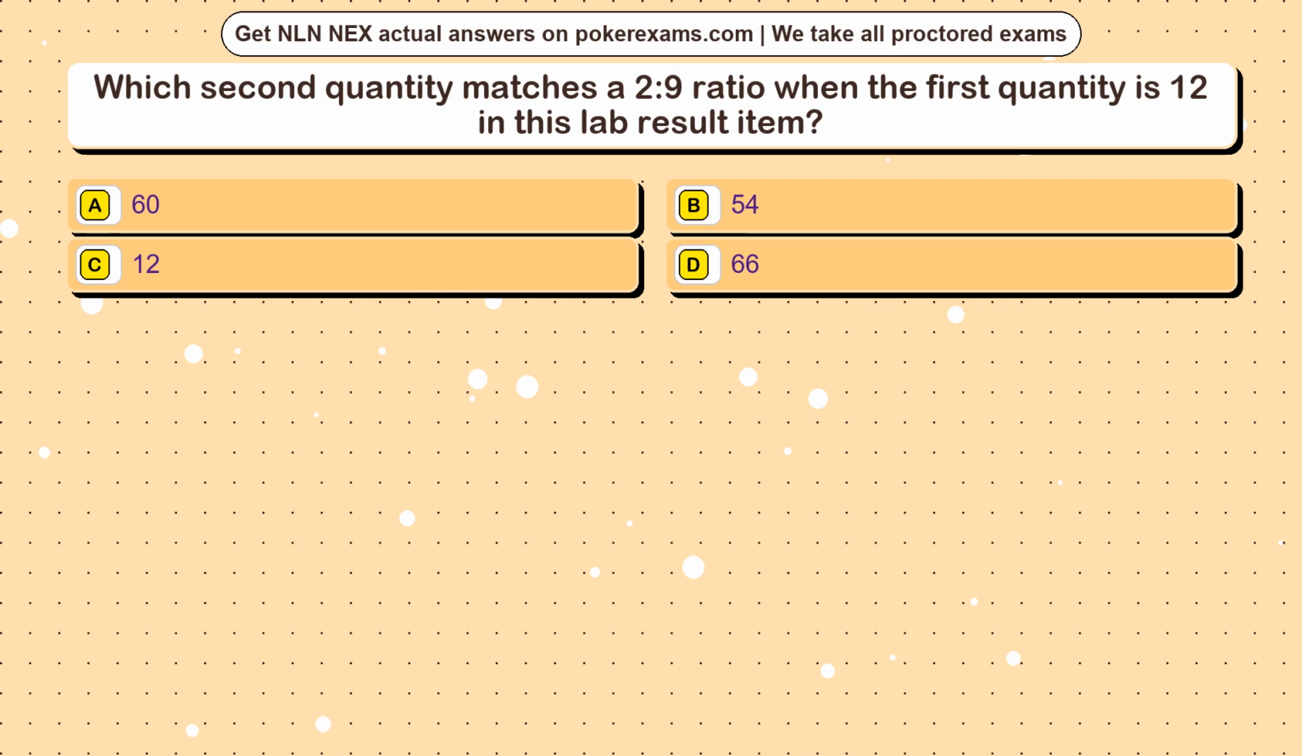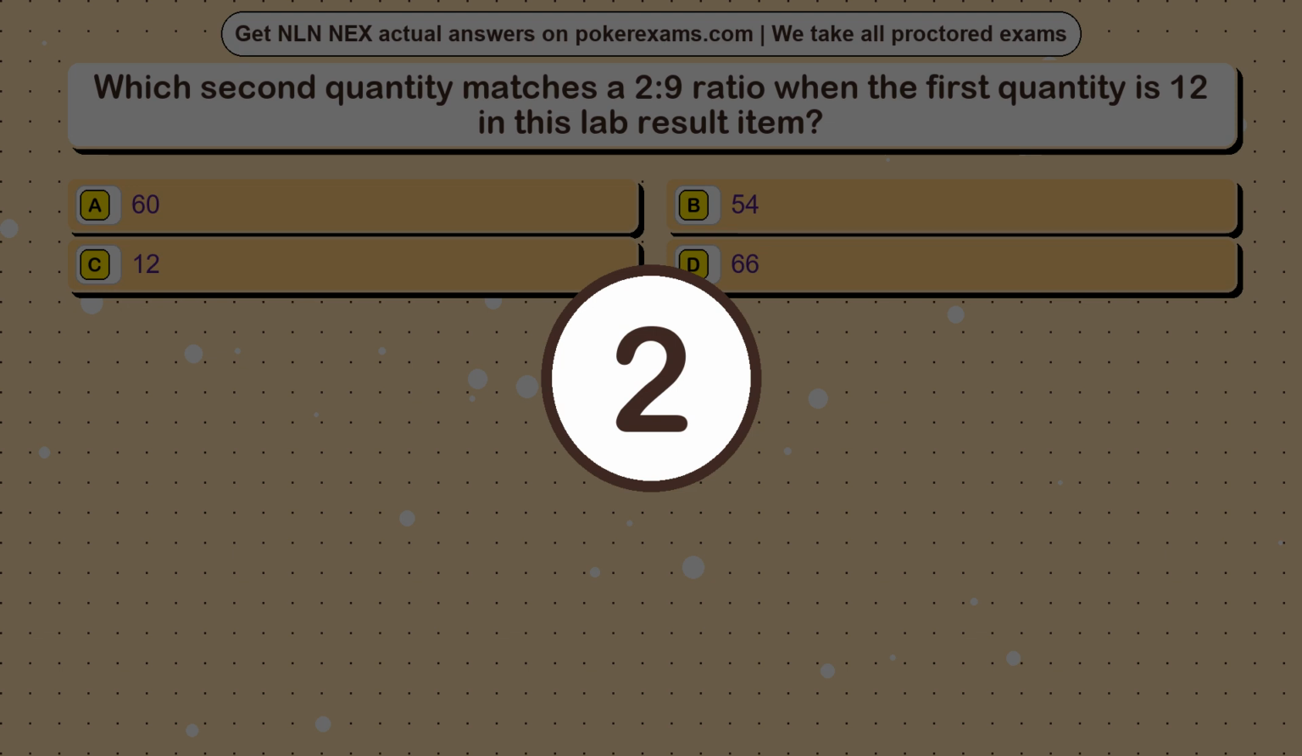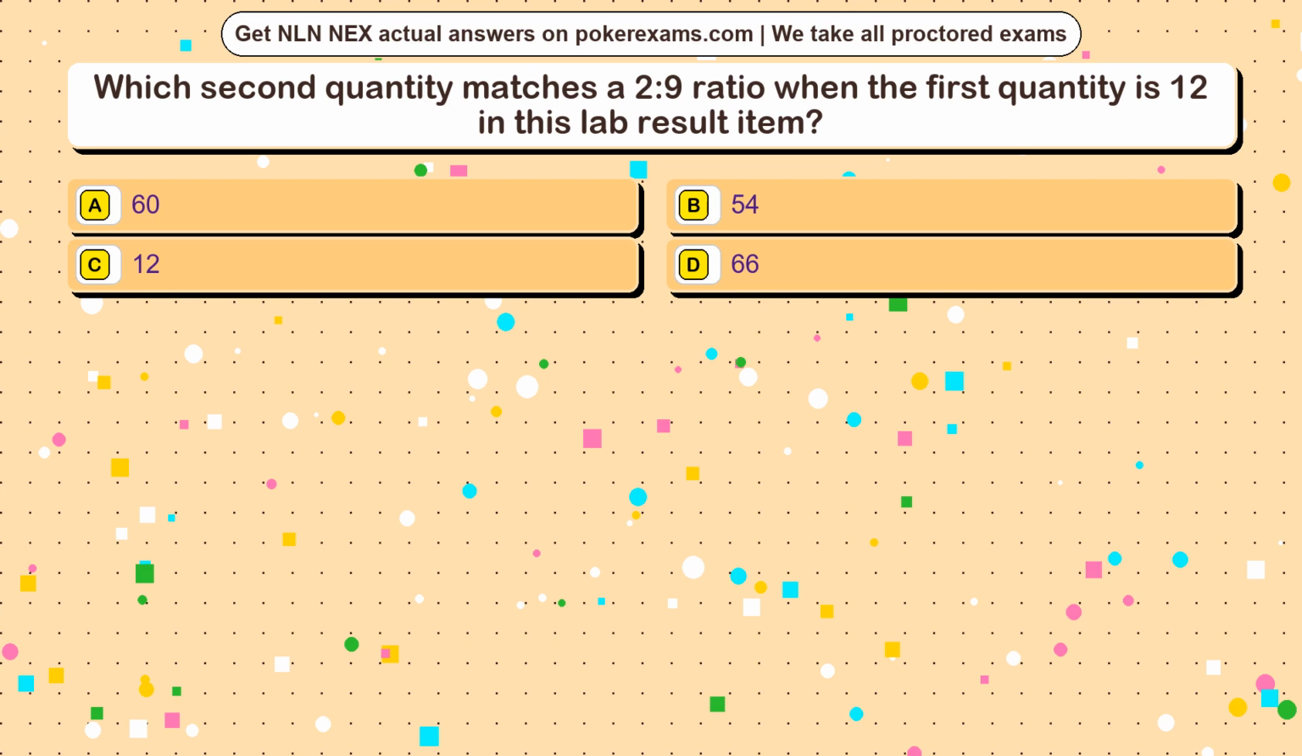Question 1. Which second quantity matches a 2:9 ratio when the first quantity is 12 in this lab result item? Option A, 60. Option B, 54. Option C, 12. Option D, 66. The correct answer is option.